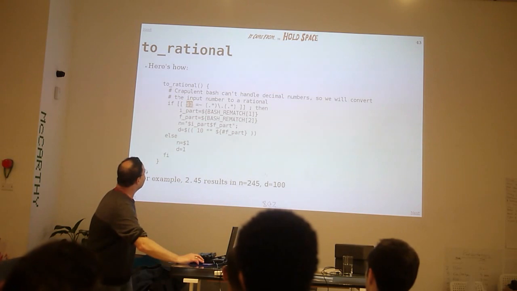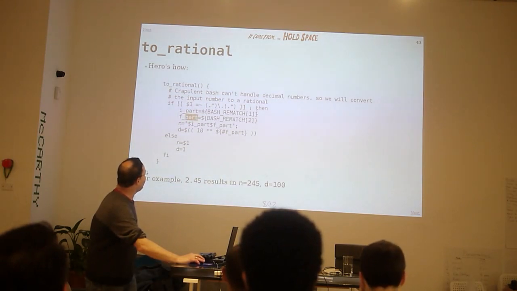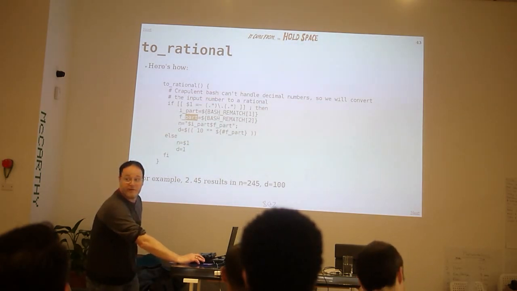So you can say, okay, $1 looks like some sequence of characters followed by a literal dot, followed by another sequence of characters. Then the integer part is the part before the dot. The fractional part is the part after the dot. And then the numerator, here's what we're going to do. We're going to say it was 2.45. We're going to say the numerator is now 245.